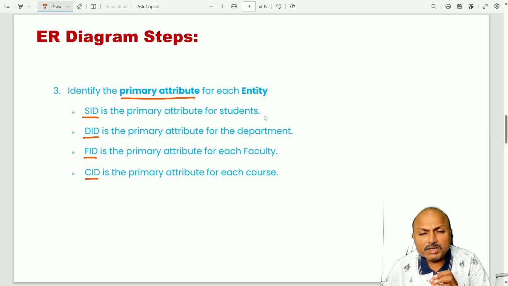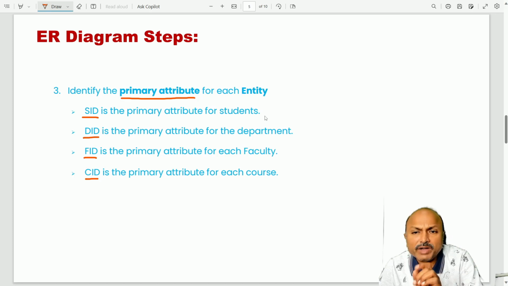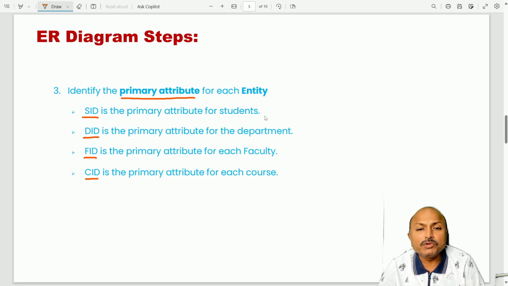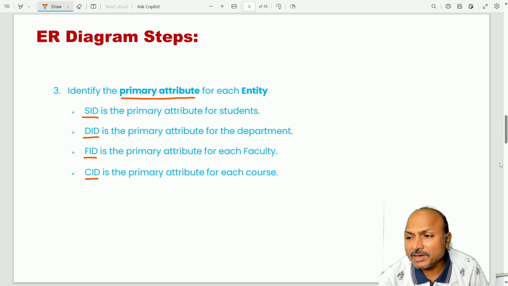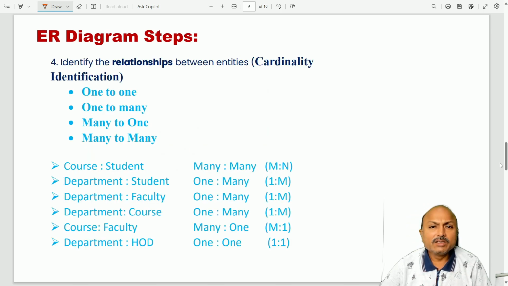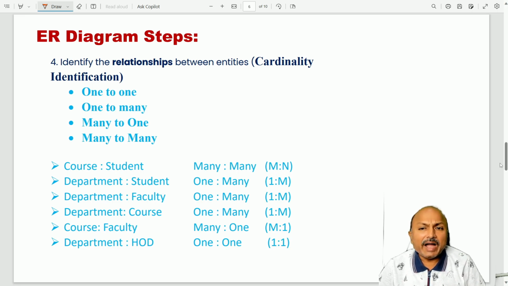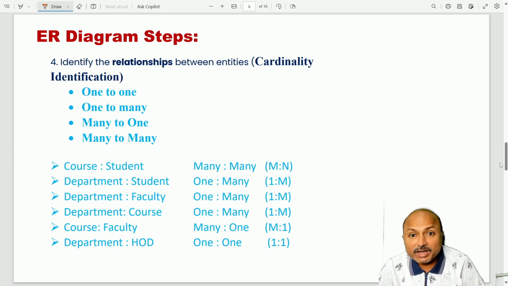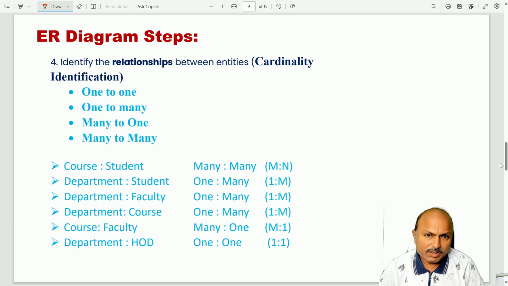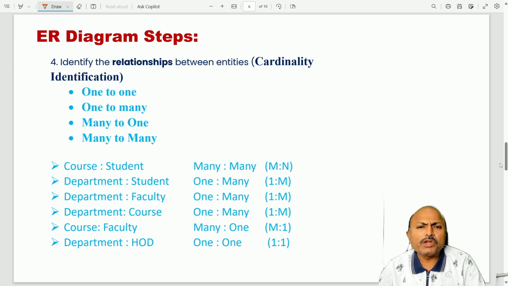That means till now, what is the first step? Entities. Second step, attributes. Third step, primary attributes. Now at last, relationships. The last step is identifying the relationships between entities. This we already discussed in the previous video, the types of relationships. Now see, there are 4 types of relationships: one to one, one to many, many to one, many to many.